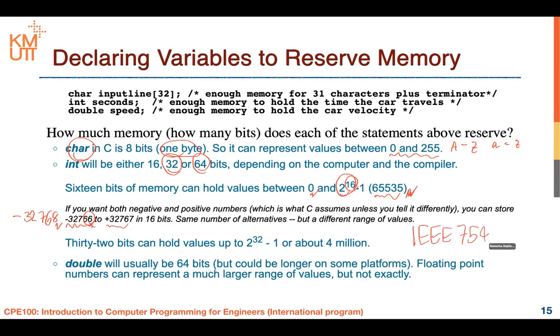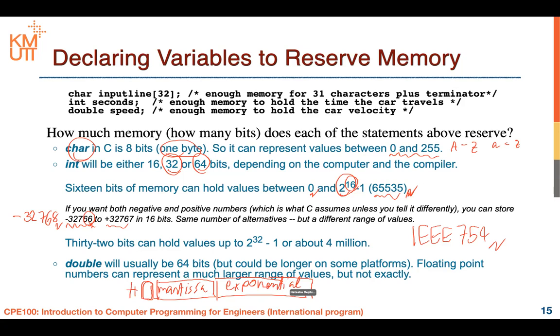IEEE 754. There are many formats for double or real numbers, but in general we use IEEE 754 in order to keep the value of the real number. If we have 64 bits, we will separate it into three parts. The first one is the sign, minus or plus, and we can use just one bit. Then there are two parts, which we call mantissa and exponential.